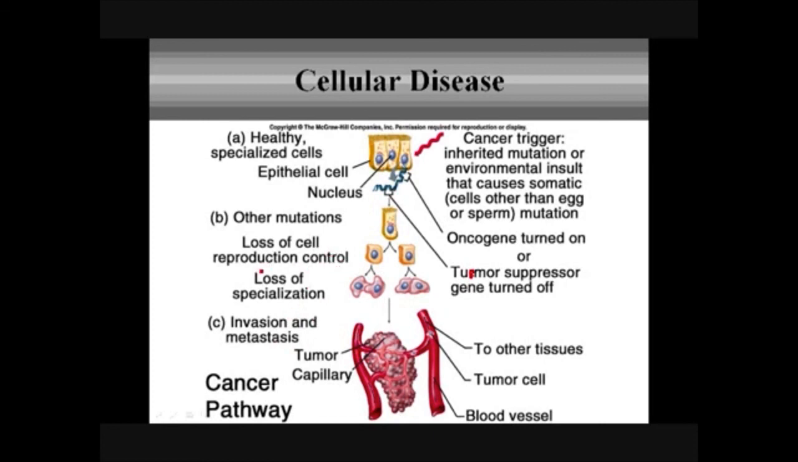And the idea that those other mutations, we wind up with a loss of reproduction, with loss of specialization. It winds up traveling into bloodstreams. It winds up invading nearby cells. It ends up metastasizing, and it kind of creates a spiraling effect.